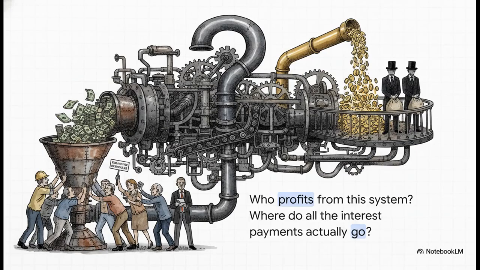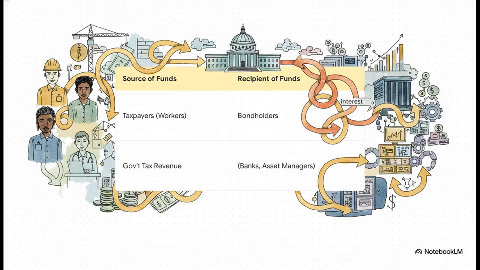This all leads us to a really crucial understanding. This isn't just some abstract economic theory. It is a very real machine, designed for the transfer of wealth on a global scale. The only question is, from whom to whom? And this table just illustrates the flow perfectly.